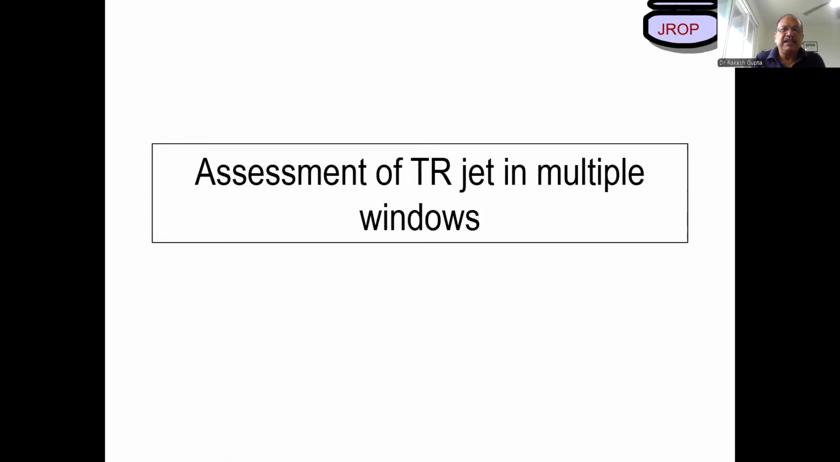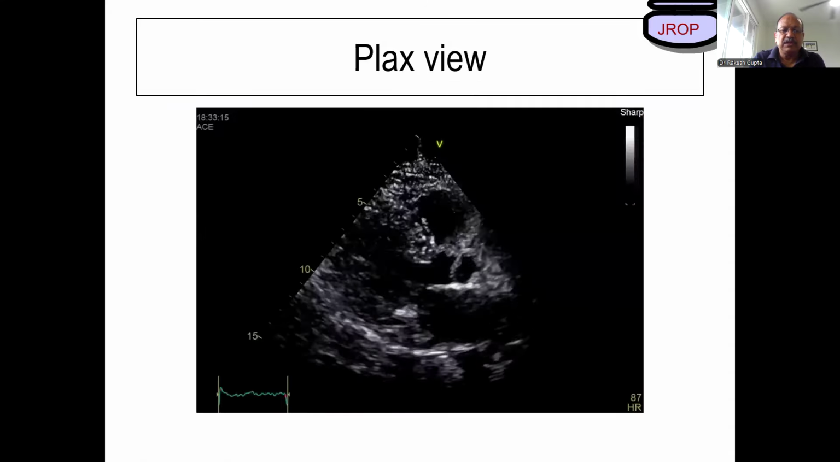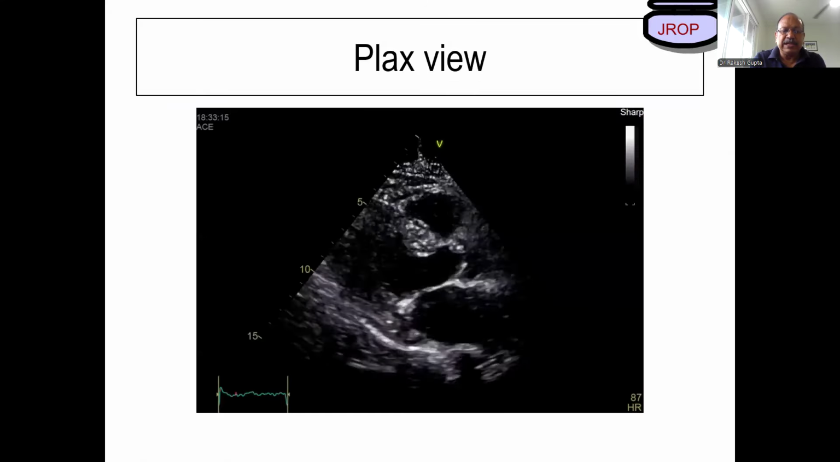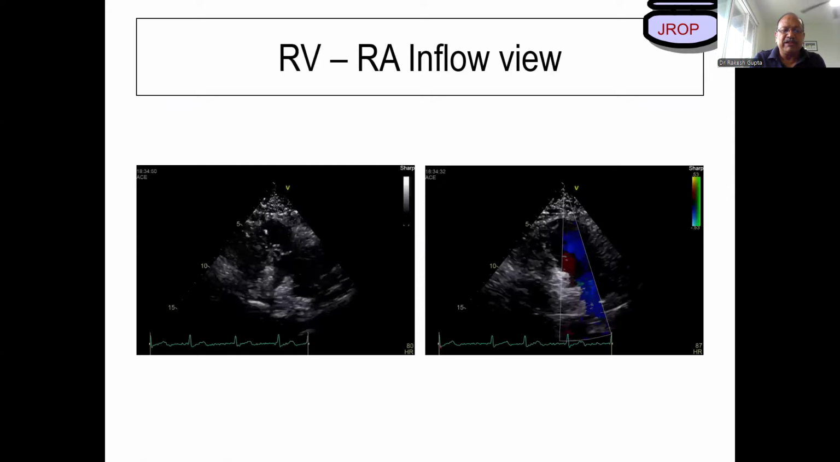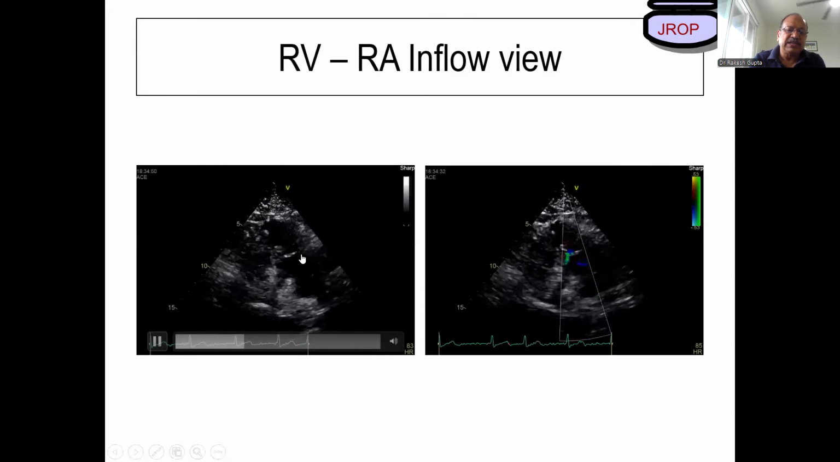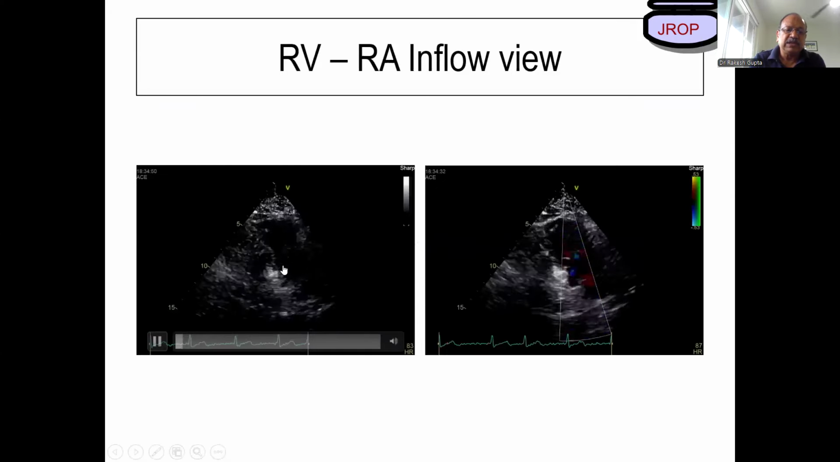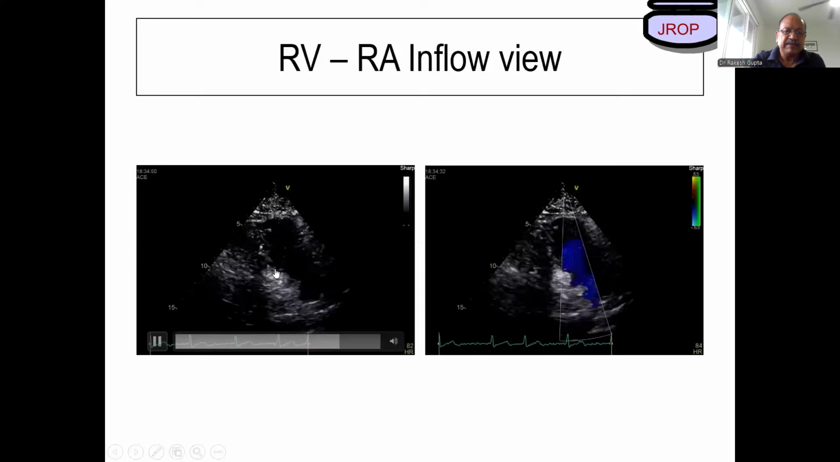This is what I was saying in the beginning. If you have to assess a TR jet, you have to assess it in 5 different windows. Parasternal long axis window, we do not see anything. We go to the RV inflow view. So what is this leaflet? What is this leaflet?